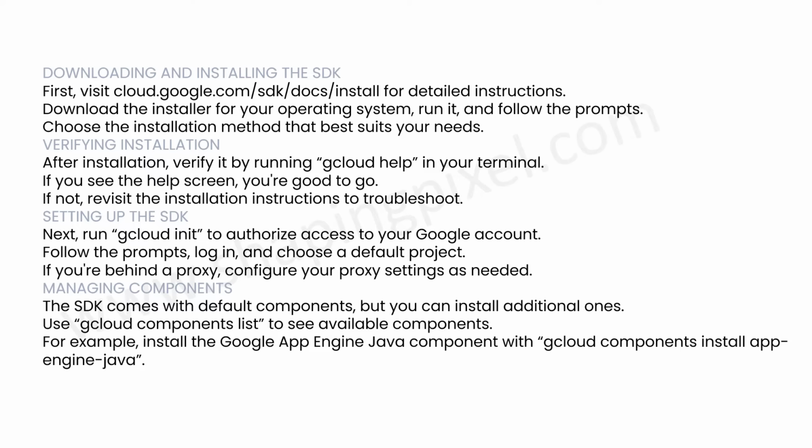The SDK comes with default components, but you can install additional ones. Use gcloud components list to see available components. For example, install the Google App Engine Java component with gcloud components install app-engine-java.